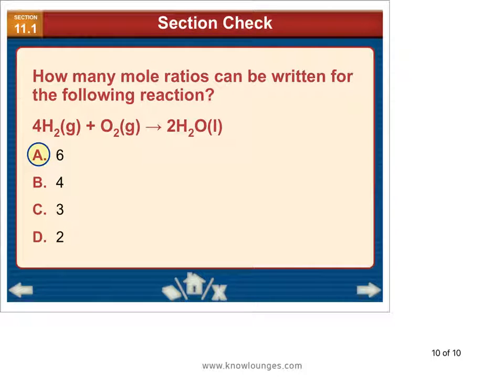Here, how many mole ratios can be written for the following chemical reaction? We have 3 species, so we take 3 times 2, which gives us 6. We will do some work in class on figuring out how many mole ratios there are, and a few other things relating to this unit. So that's a brief introduction into stoichiometry. That's all for now.